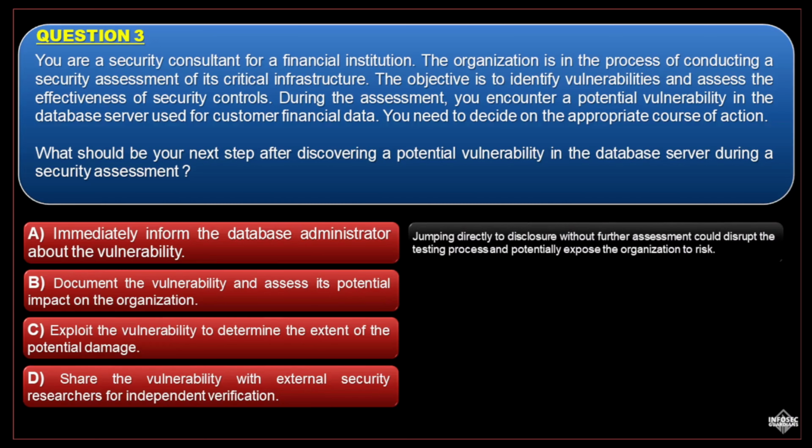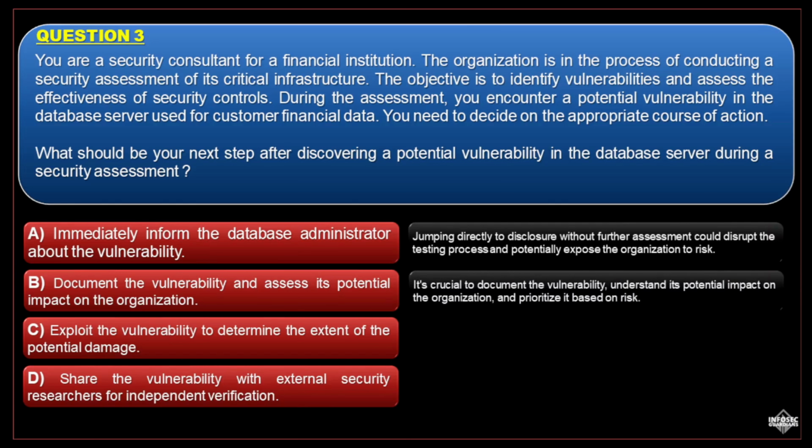Option A. Immediately inform the database administrator about the vulnerability. This option suggests notifying the database administrator immediately. While it's essential to report vulnerabilities promptly, it may not be the best initial action during a security assessment. Jumping directly to disclosure without further assessment could disrupt the testing process and potentially expose the organization to risk.